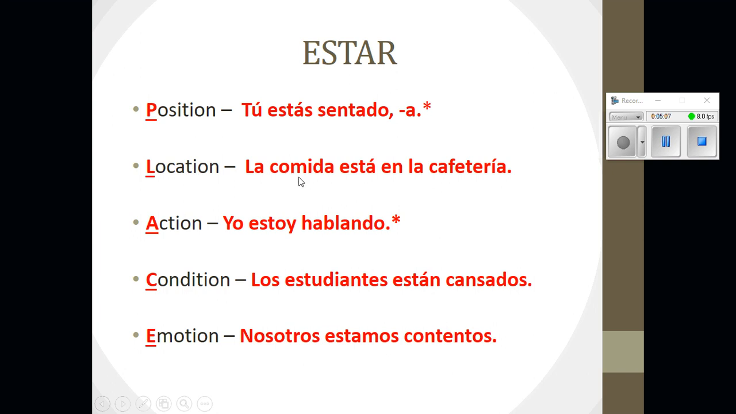Okay, location. La comida está en la cafetería. You're telling me where the food is located. Action. Yo estoy hablando. I am talking. Again, there's an asterisk here because you will not learn this concept this year. Remember that to say I am talking, you can also just say yo hablo, and that's what you'll continue to do in Spanish 1. Okay?